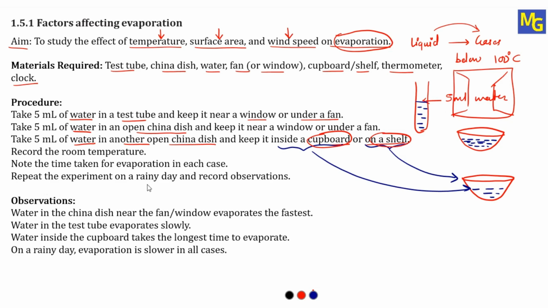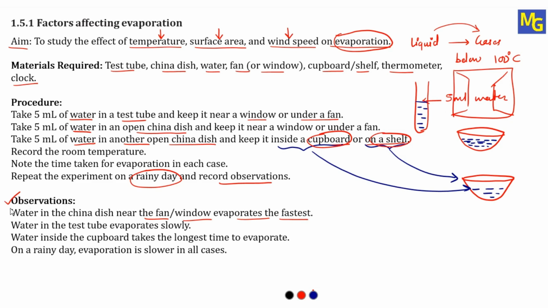Repeat the experiment on a rainy day and record the observation. So same experiment, same activity, we have to repeat it again on a rainy day, because on a rainy day temperature will be different, means the conditions will be different, and we can compare the evaporation speed on both the days.